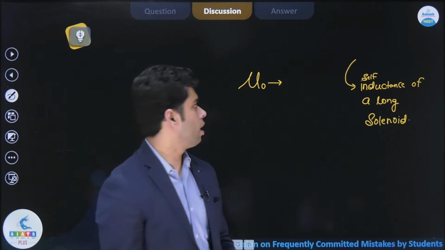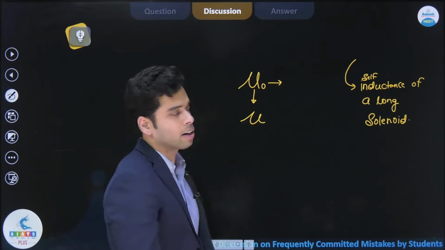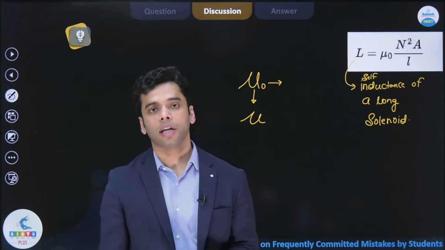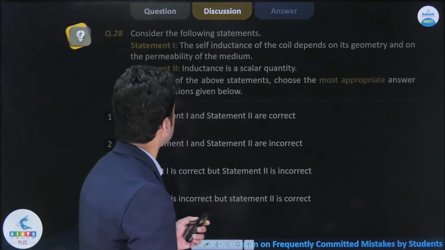परमिएबिलिटी है वैक्यूम का. लेकिन अगर कोई मीडियम होगा तो यहाँ पे म्यू नॉट की जगह आप क्या लेंगे? म्यू लेंगे. तो यस, सेल्फ इंडक्टेंस जो होता है बेटा वो किस पे डिपेंड करता है? वो परमिएबिलिटी पे डिपेंड करता है. ठीक है ना, सो दिस पार्ट इज क्लियर.